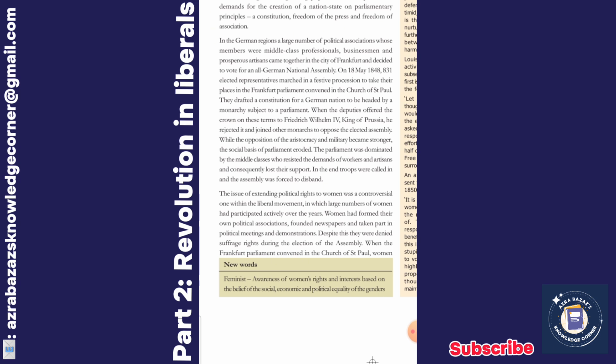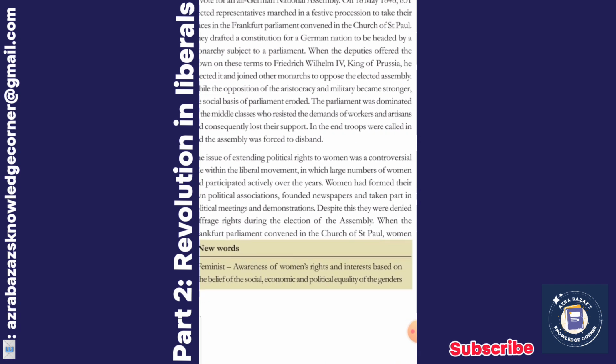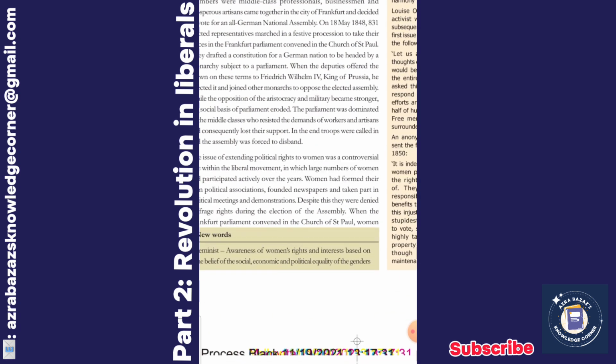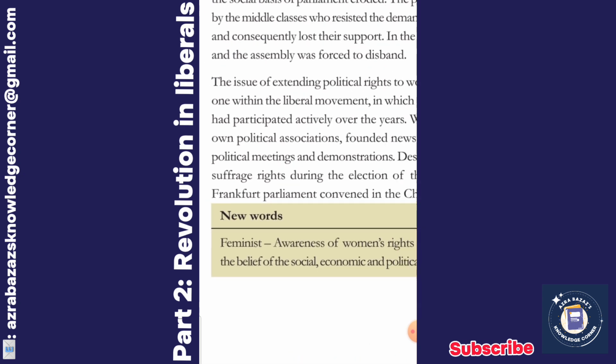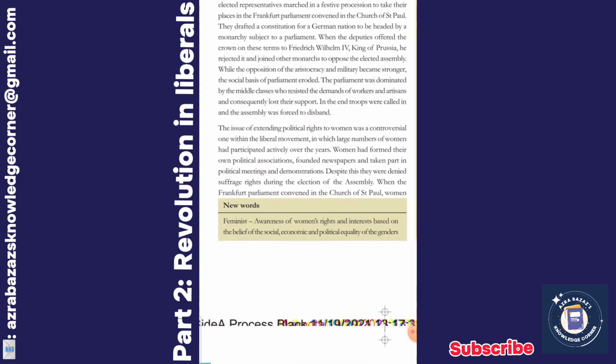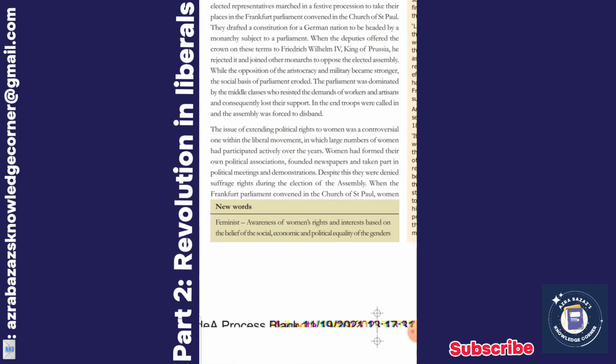But when it came to giving rights to the women, never. They were always denied the suffrage rights. What is that? Voting rights. But the women were never ready to be pushed to the back seat. They had formed their own political associations. They printed their articles in the newspapers.